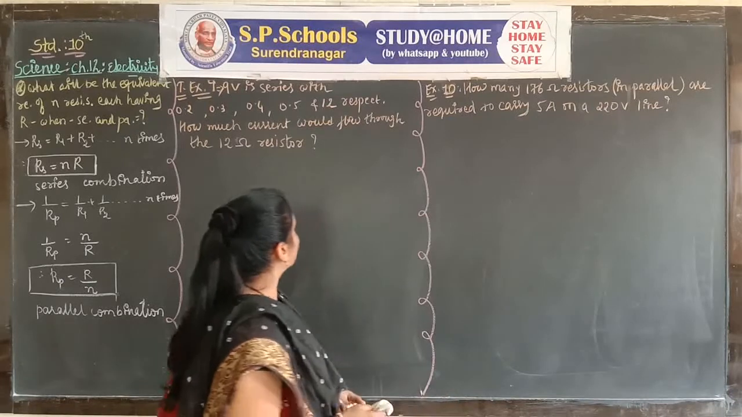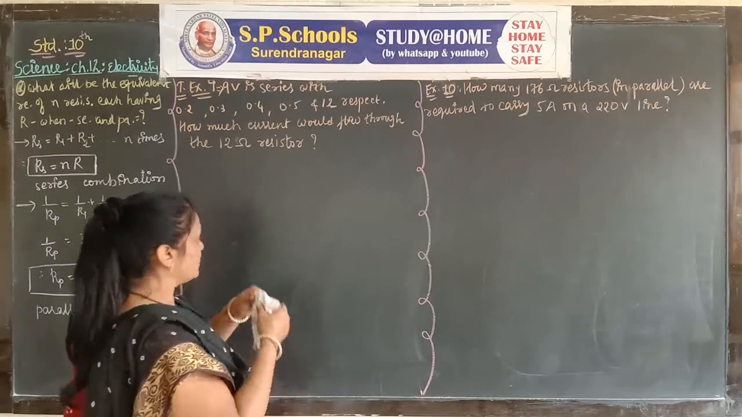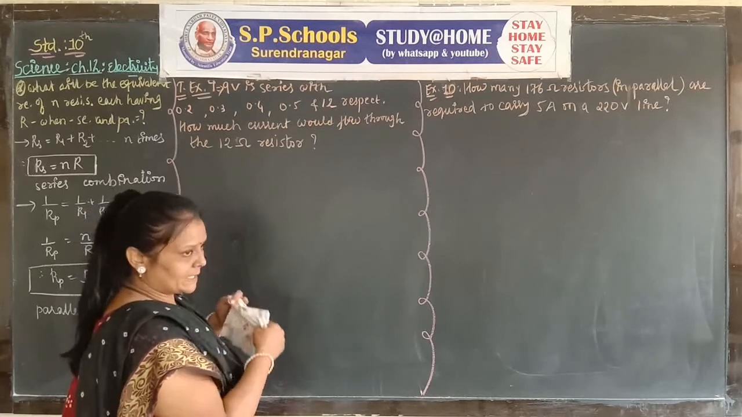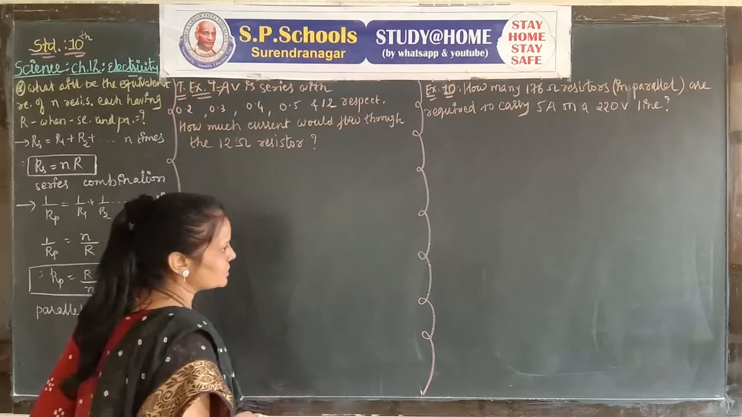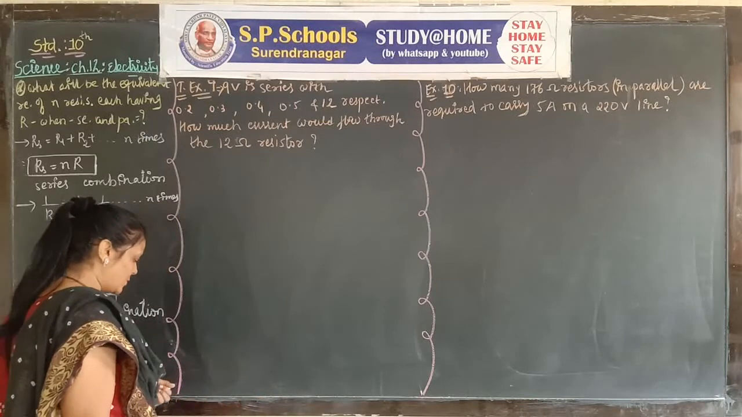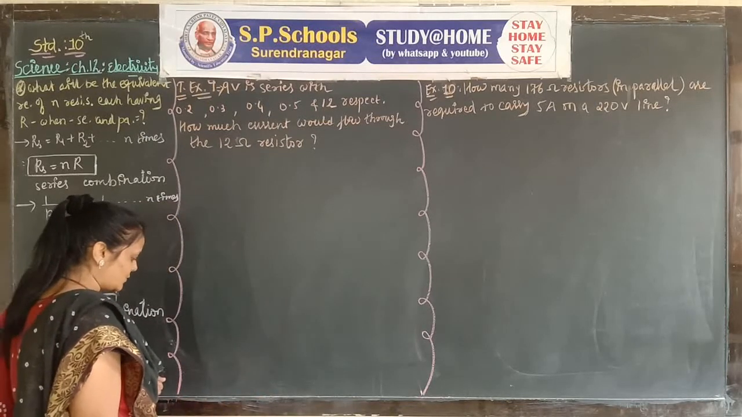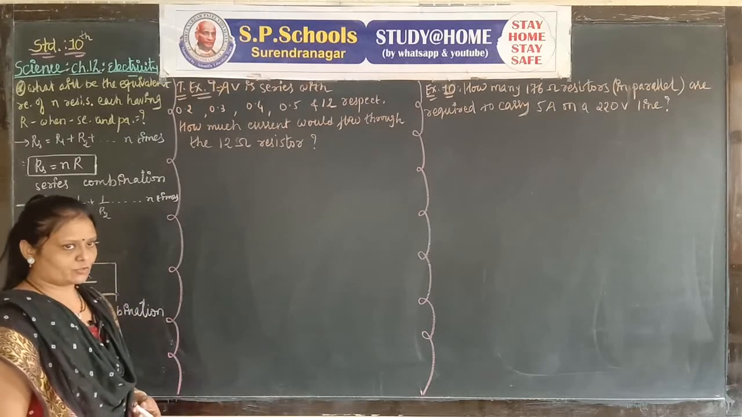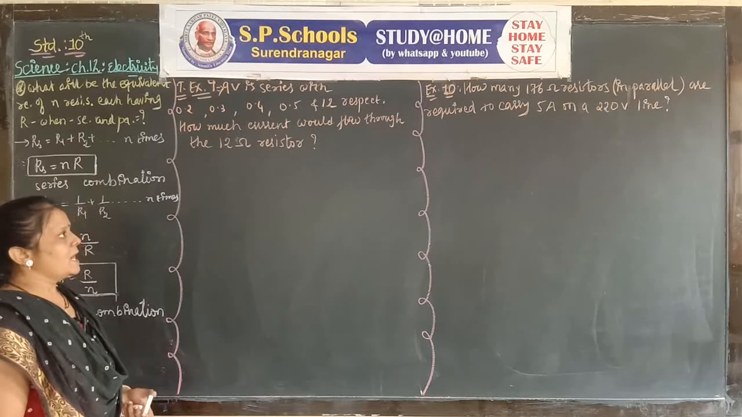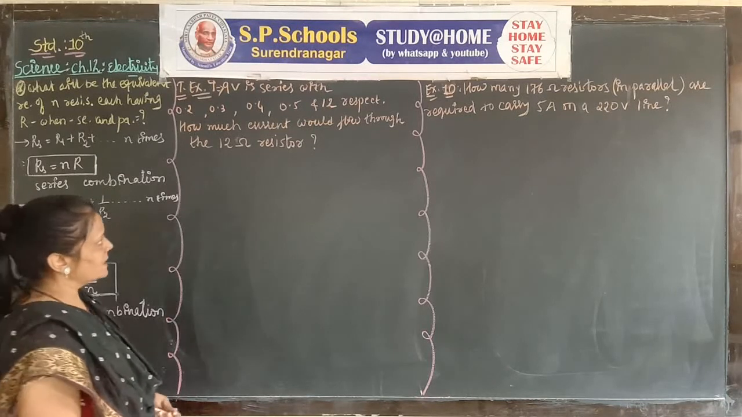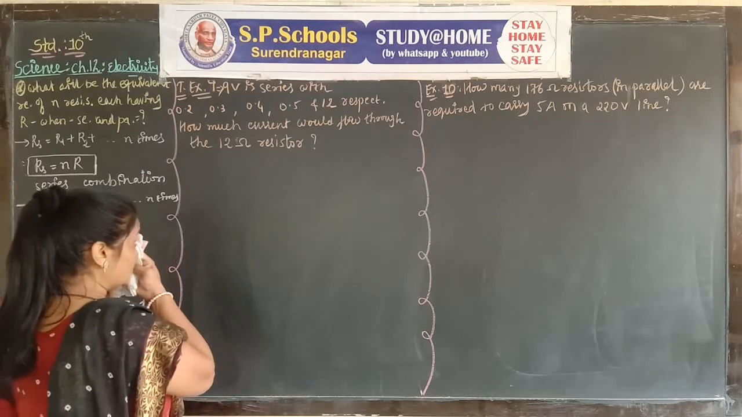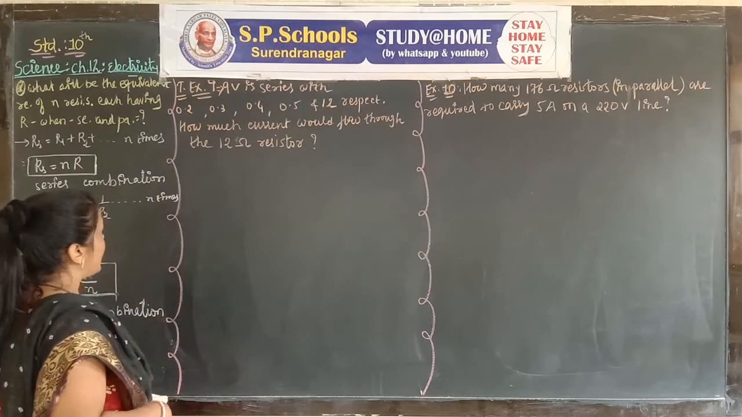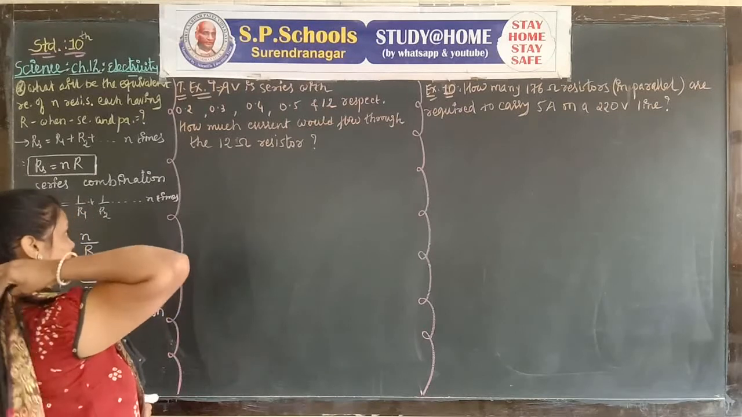Here we go through the examples related to Ohm's law, series combination, parallel combination, and resistance and resistivity. We already studied resistance, resistivity, Ohm's law, series combination and parallel combination. So we take examples depending on these theories. First we go through the textual exercise, question number 9.